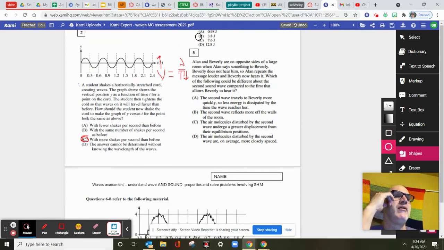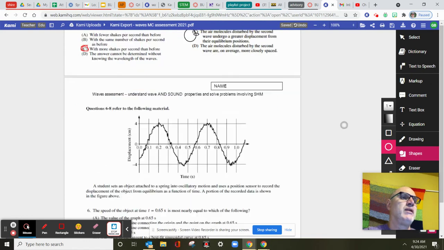Alan and Beverly are on opposite sides of a large room, and Alan says something to Beverly, and Beverly doesn't hear him. So Alan repeats it louder, and now she hears it. What happened? Basically, loudness is responsible for disturbing the air molecules. The greater the displacement, the more energy, and the more loudness.